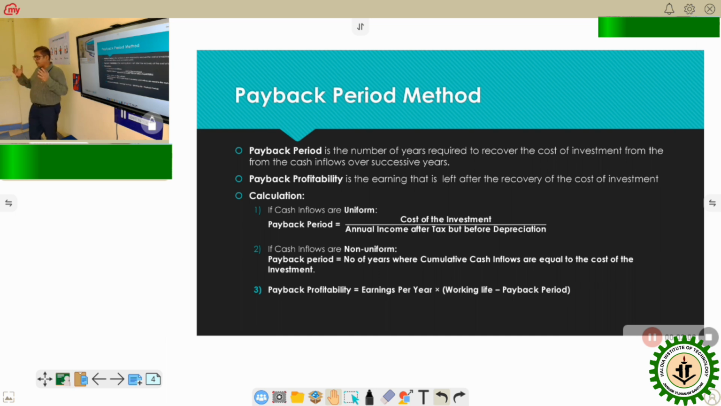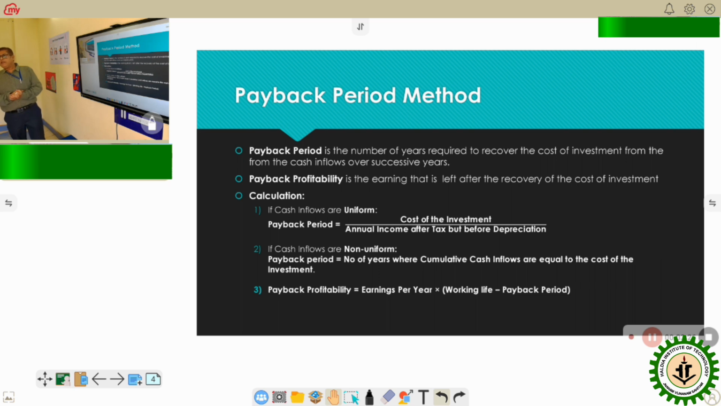That means over successive years, whenever the income is generated, suppose the project lifetime is 5 years, but from the income generated, it is possible to recover the cost of investment within 3 years. So 3 years will be considered as the payback period. Now we go into the details.